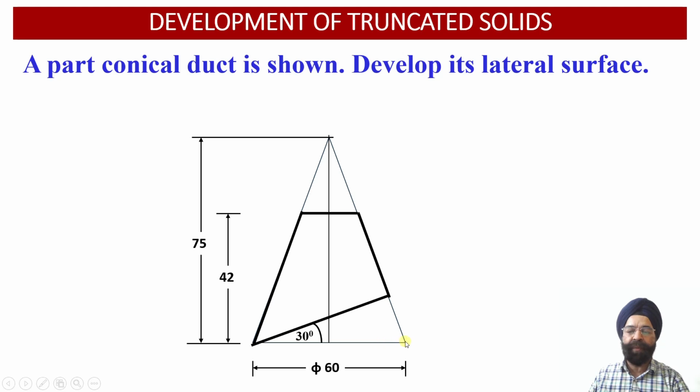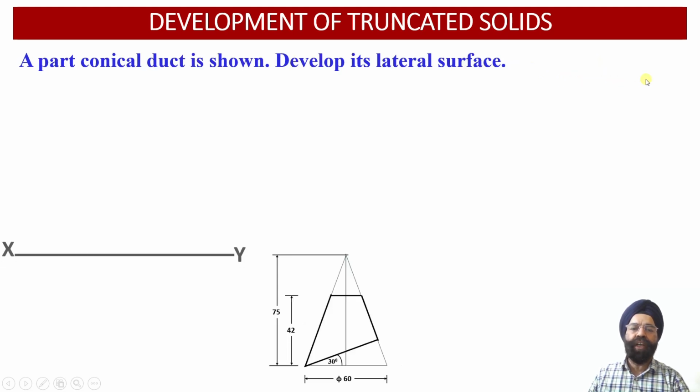It happens to be 60 millimeter, while the frustum of the cone is obtained by another auxiliary inclined plane. It is parallel to the horizontal plane and is going to cut this cone at a height of 42 millimeter from the horizontal plane. So we have got the base of the cone equal to 60 millimeter, and the height of the cone happens to be 75 millimeter. This way, this cone has been cut by two cutting planes. So with this information, we are required to obtain the development of the lateral surface of this truncated cone.